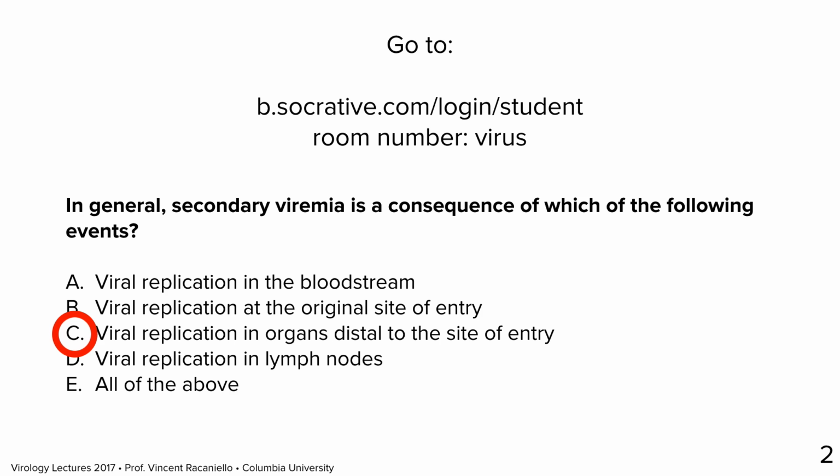That's secondary viremia. Now, I could understand if you're confused by A, but viral replication at the original site of entry is not correct. That's primary viremia. So it can't be all of the above. And the other one, replication in the bloodstream, which I didn't mention at all. So technically that could be true. You can imagine that there's a primary viremia that seeds immune cells in the bloodstream. But the key point I want you to understand is that they're typically distal from the original site of entry, the secondary viremia caused by infection at other sites.